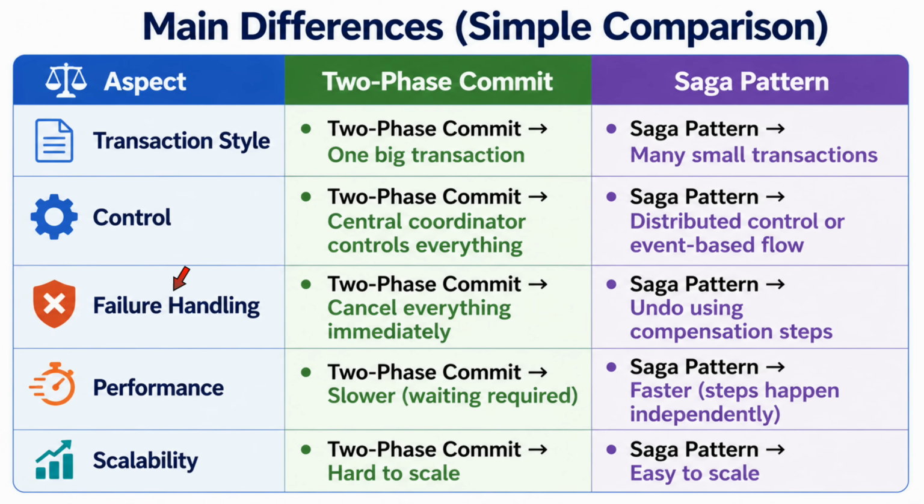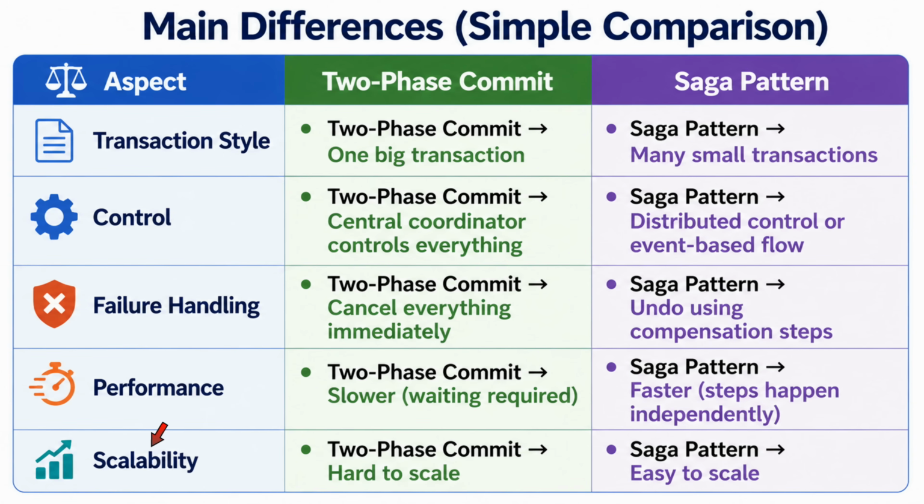Third one, failure handling. In case of two-phase commit, cancel everything immediately. In case of Saga pattern, undo work using compensation steps. Fourth one, performance. In case of two-phase commit, slower because services must wait. In case of Saga pattern, faster because services work independently.